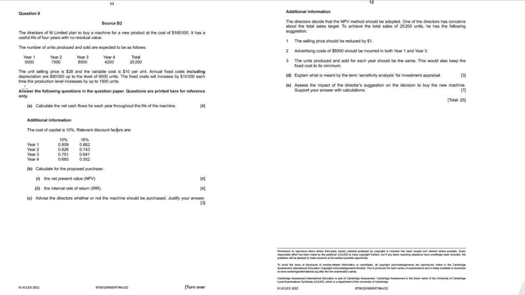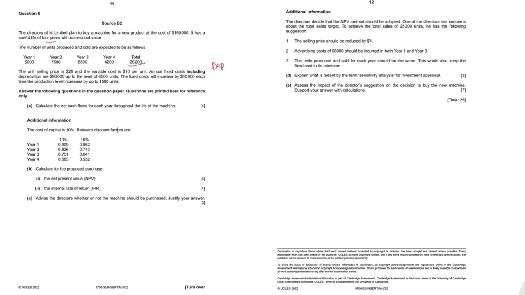Question number 6. The directors of M Limited plan to buy a machine for a new product at a cost of $160,000. It has a useful life of 4 years. Number of units produced and sold are expected to be as follows for each of the years they've given, and total they've given 25 to 100. Unit selling price is $28. Variable cost is $10 per unit. Annual fixed cost including depreciation is $90,000.